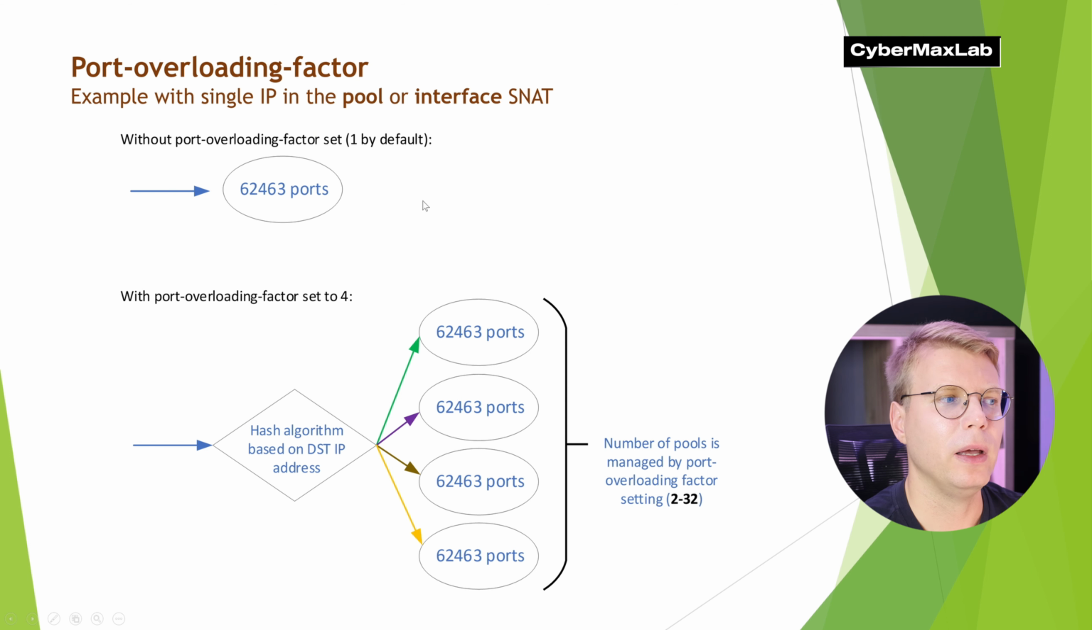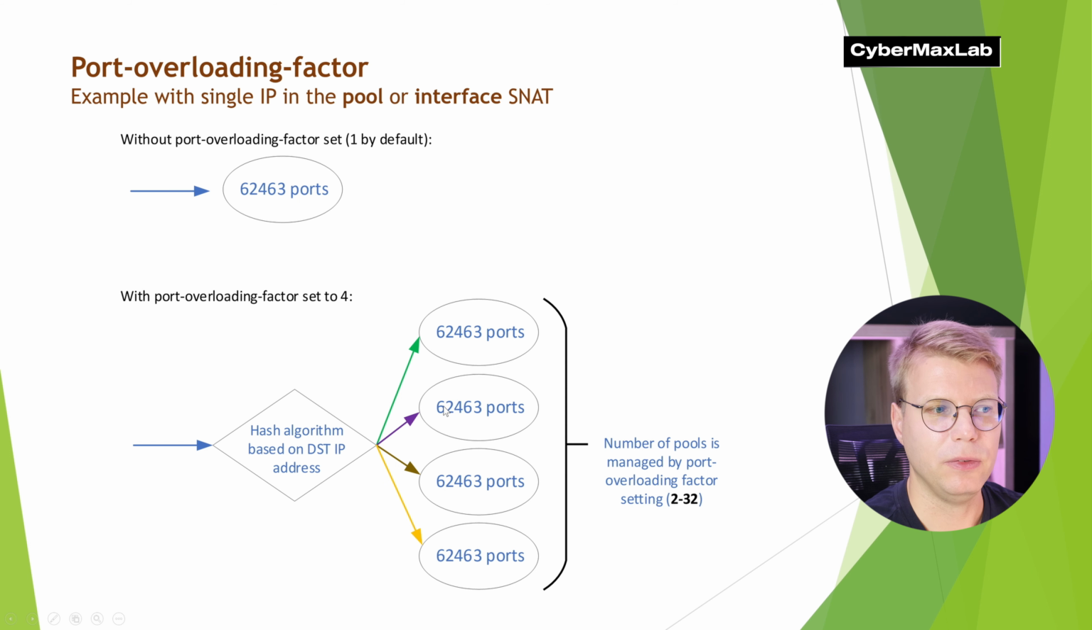When a session is ready to be established, it just takes one port from the pool and is translated. In the example where the port overloading factor is set to 4, there are basically 4 copies, or 4 subpools, created containing all the available ports for that one IP address. Then there is an additional step in the process: doing a certain hash operation on the destination address and selecting which pool this specific session will use a port from.